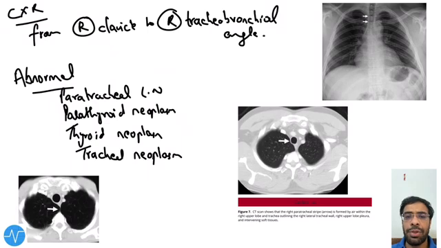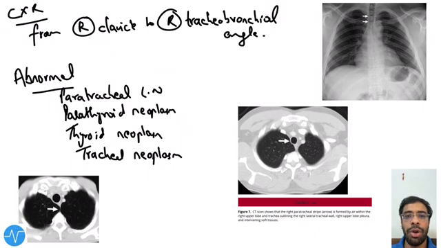It can be confused with the posterior junction line. On the left there is a posterior junction line. So you can see the difference here. The right paratracheal stripe is in contact with the trachea on the right side and it is straight.